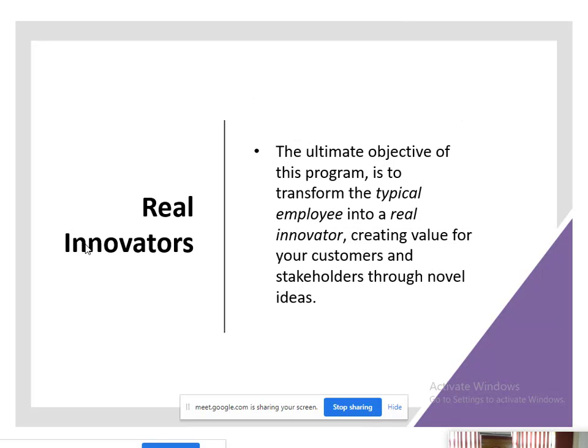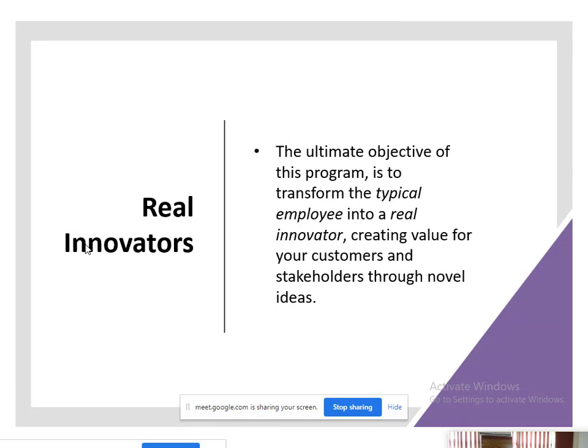Next is real innovators. The ultimate objective of this program is to transform the typical employee into a real innovator. Suppose we are an employee of this organization. We do daily things and all. If we engage with innovation projects, then we must become real innovators. We must see the real world: what we are going to give the customers, what we are going to provide the world. We must see ourselves as real innovators, so that we can create value for our customers and stakeholders through novel ideas.